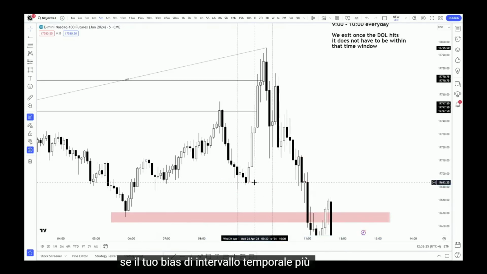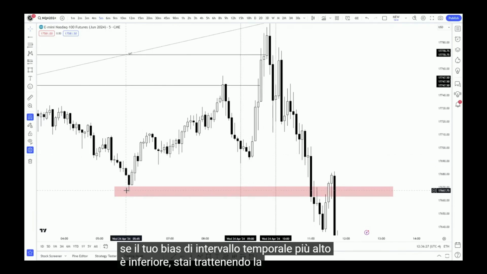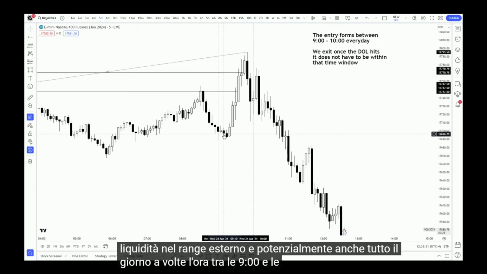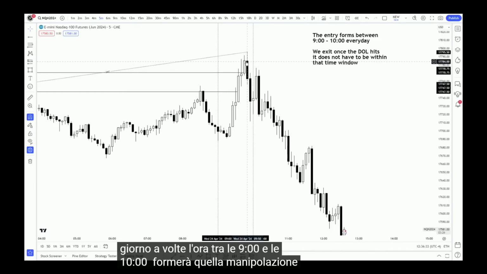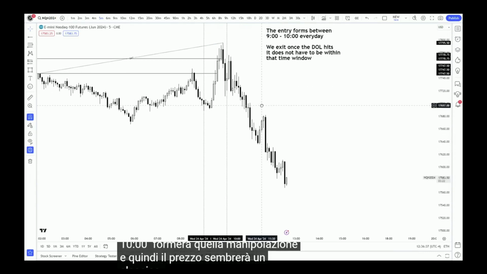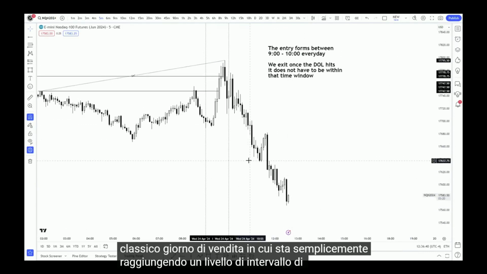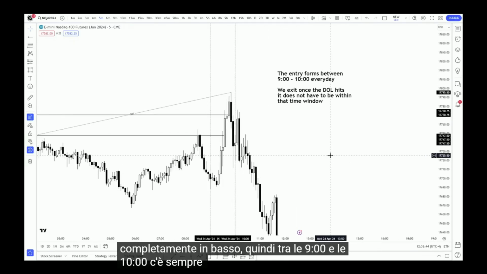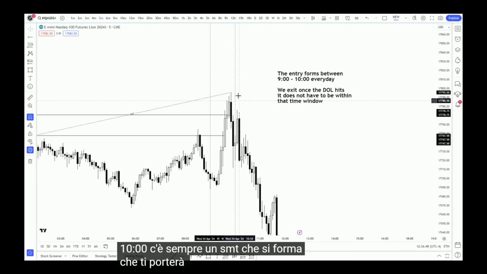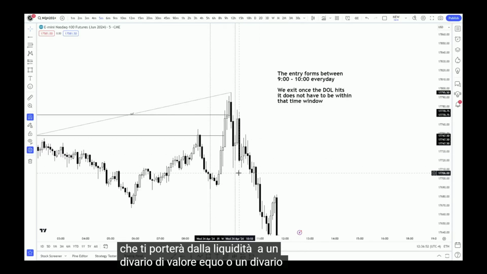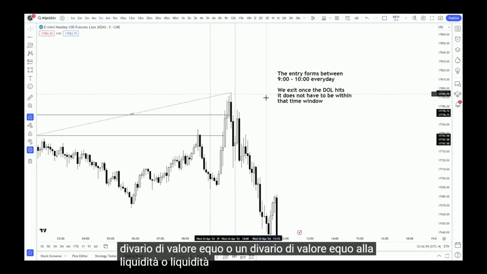Okay, if your higher time frame bias is lower, you're holding for external range liquidity and potentially even all day. Sometimes the hour between 9 to 10 o'clock, it'll form that manipulation up, and then price will look like a classic sell day where it's just reaching for a higher time frame level the entire way lower. So between 9 to 10 o'clock, there is always an SMT that forms that will take you from liquidity to a fair value gap, or a fair value gap to liquidity, or liquidity to liquidity.